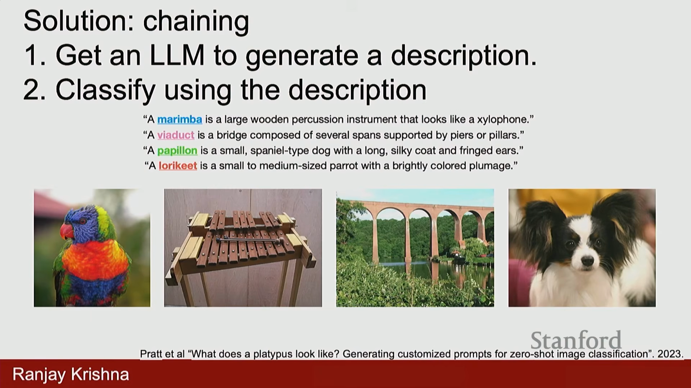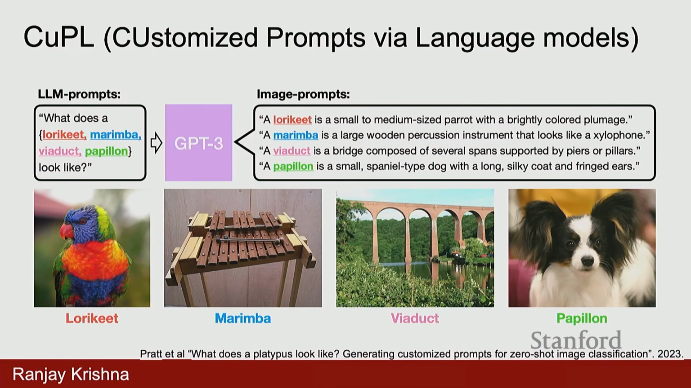Even if CLIP has never seen these images, chances are these concepts have been talked about on the internet to some degree, and it's likely that GPT might be able to describe them. And if GPT can create those descriptions, those descriptions become really good ways of classifying exactly which category is which one. That's the idea behind chaining: you take the strengths of one model and combine it with the capabilities of another, and suddenly you get all kinds of new capabilities that you didn't have before.